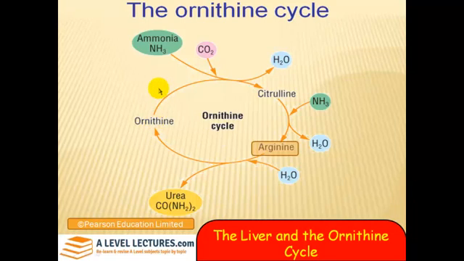So we've got ornithine combines with ammonia and carbon dioxide to form citrulline, with elimination of water. Citrulline combines with more ammonia, elimination of water, to form arginine. Arginine combines with water to form ornithine, but also to produce urea that is then going to be transported to the kidney for excretion as urine. Okay, that's a basic ornithine cycle. So you should pause at this point and have a go at reproducing this cycle for yourselves.